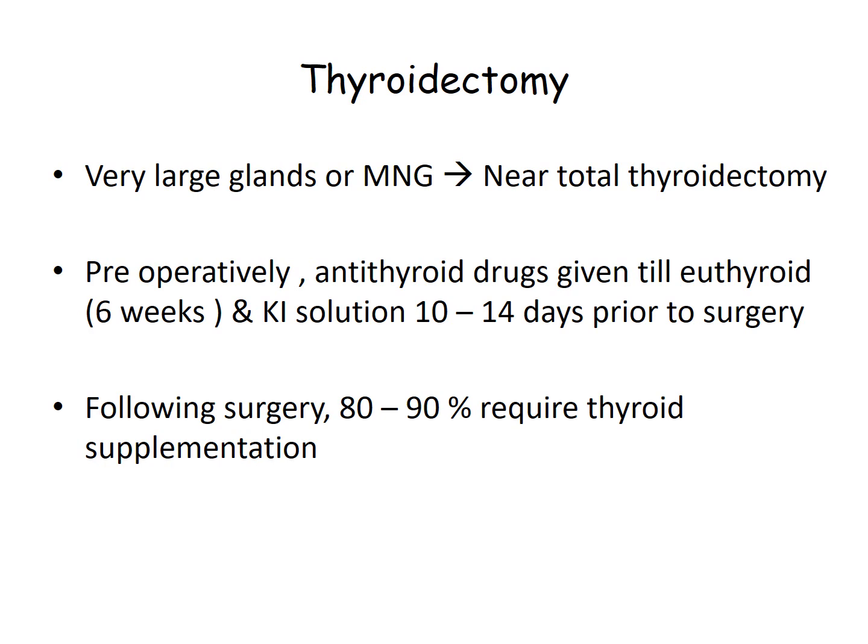near total thyroidectomy. Near total means only a small amount of gland will be left over, and the rest of the gland will be removed. For that we need pre-operative antithyroid drugs, given until the patient is euthyroid. Usually for 6 weeks or so, we give these drugs to make the gland euthyroid and bring the body to a normal condition with a normal amount of hormone synthesis.